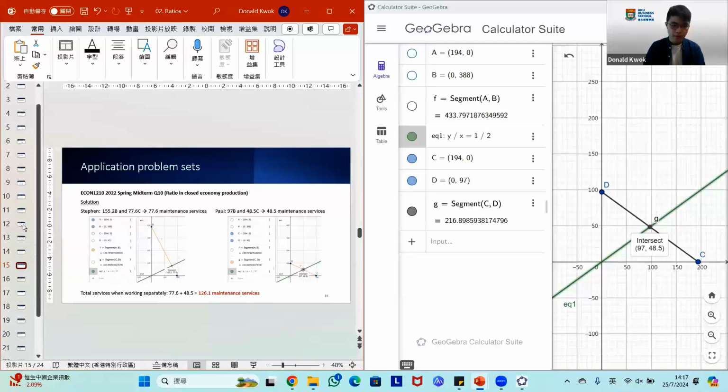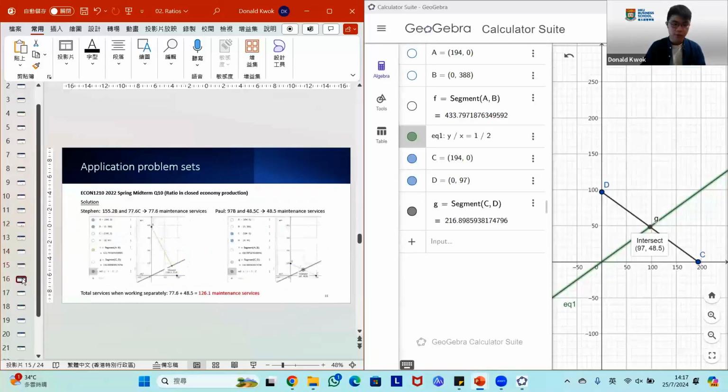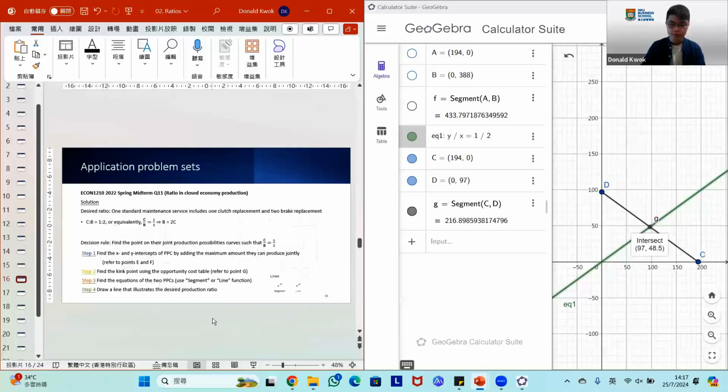All right, so this is the first part of the question. Question 11: if they work together, what will be the number of standard maintenance services that they can jointly perform? Again, we have 4 steps that we can follow. Step 1 is to find the x and y intercepts of their joint PPC. So how can I do that?